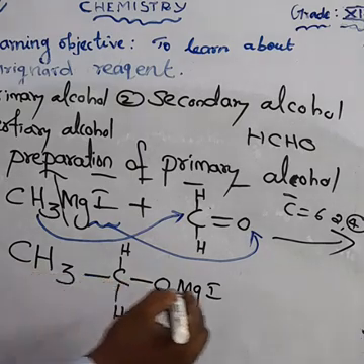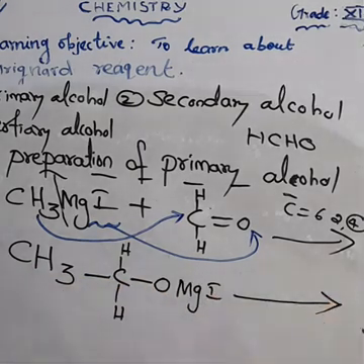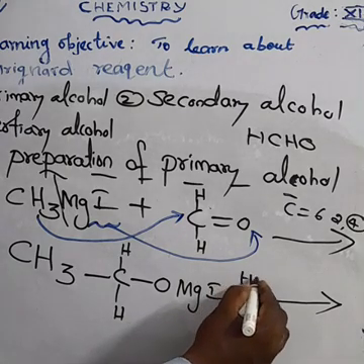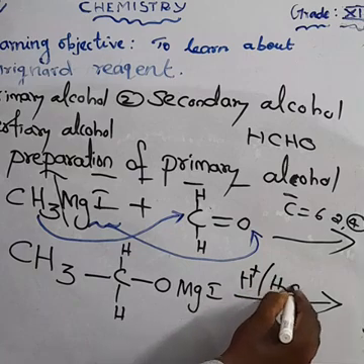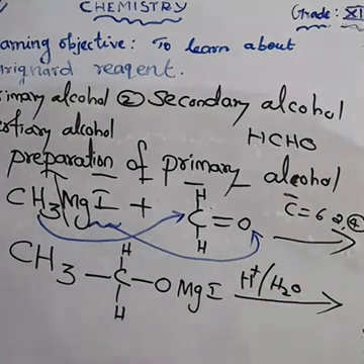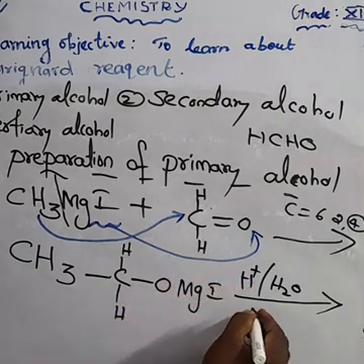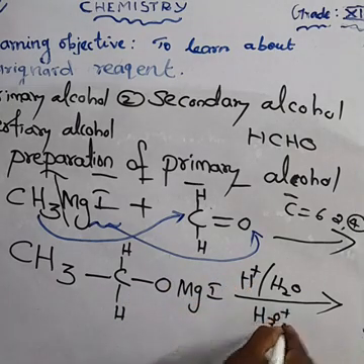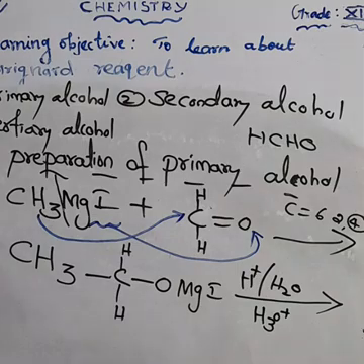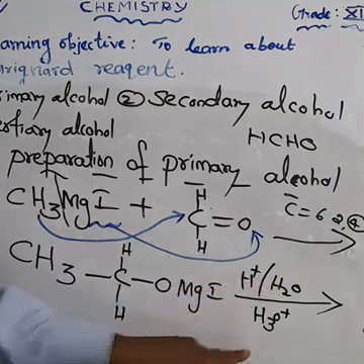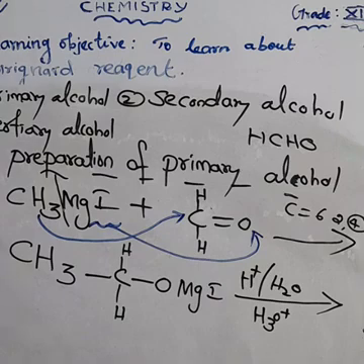This undergoes acid hydrolysis. Acid hydrolysis means H plus, H2O. It can be said to be acidified water. Acidified water can be written as H plus and H2O, or H3O plus, the hydronium ion. Acidified water means water mixed with acid. So anyhow, here it undergoes hydrolysis with water, acidified water.